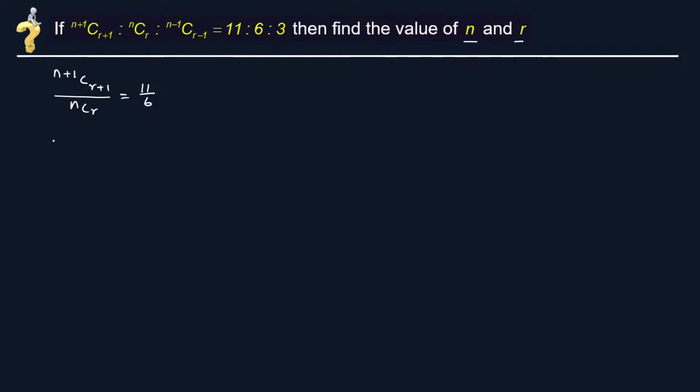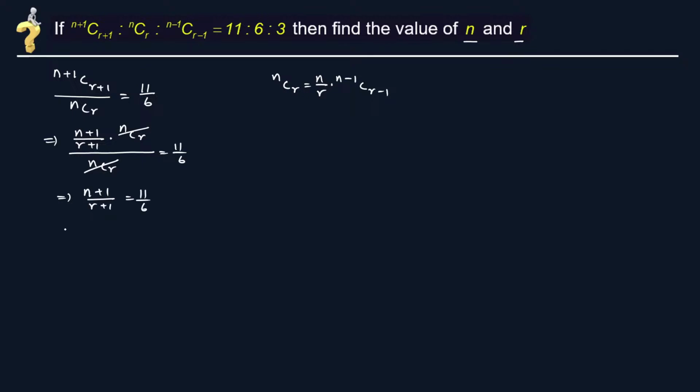Now n plus 1 C r plus 1 can be written as a whole divided by nCr. Why is it so? Which property have I used? I have used the property that nCr can be written as n by r into n minus 1 C r minus 1. So from here, nCr goes off, and we are left with n plus 1 by r plus 1 is 11/6. So we get 6n minus 11r is equal to 5. This is the first equation that we got.